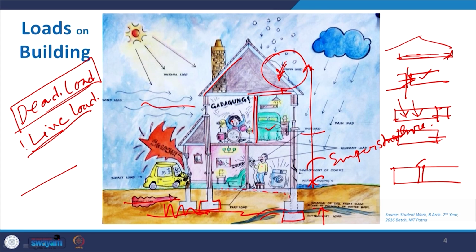So, it may have unequal settlement, and for that it will also create some load on the building, and sometimes it may even collapse the building. Then here, if you see, that person is drilling something, and here a drummer is doing something. So, it creates some vibration. So, it is also a vibration load, and when it propagates, that will create resonance.